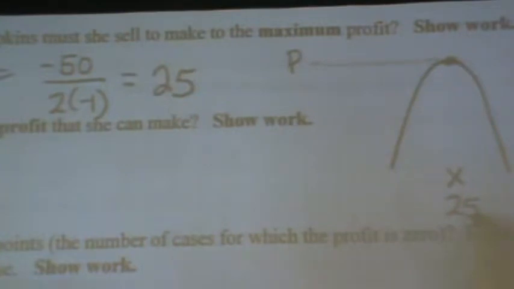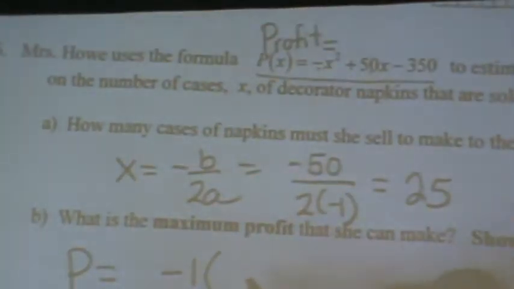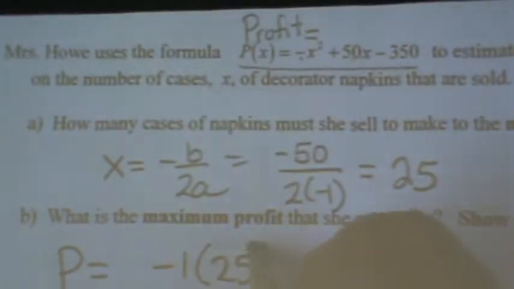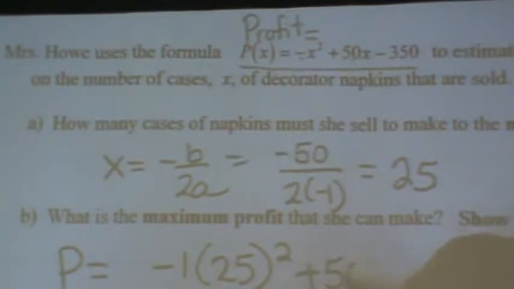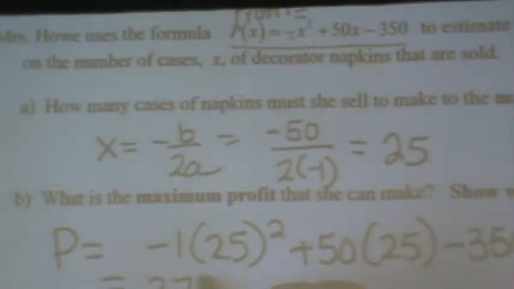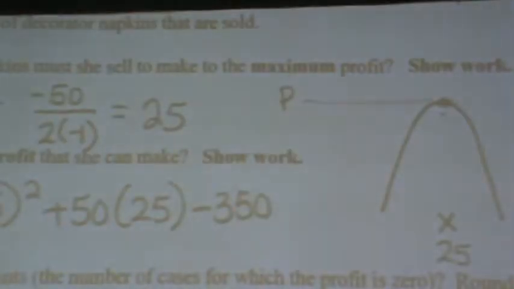25 cases is going to give you what? You're going to plug 25 in here. Negative 1, that's your profit. That's the most amount of profit that you can make. So what is negative 1 times 25 squared plus 50 times 25 minus 350? You've got to do the math here. You're going to end up with $275. That's your profit. So when you sell 25 cases, you make $275. That's the most money you're going to make.